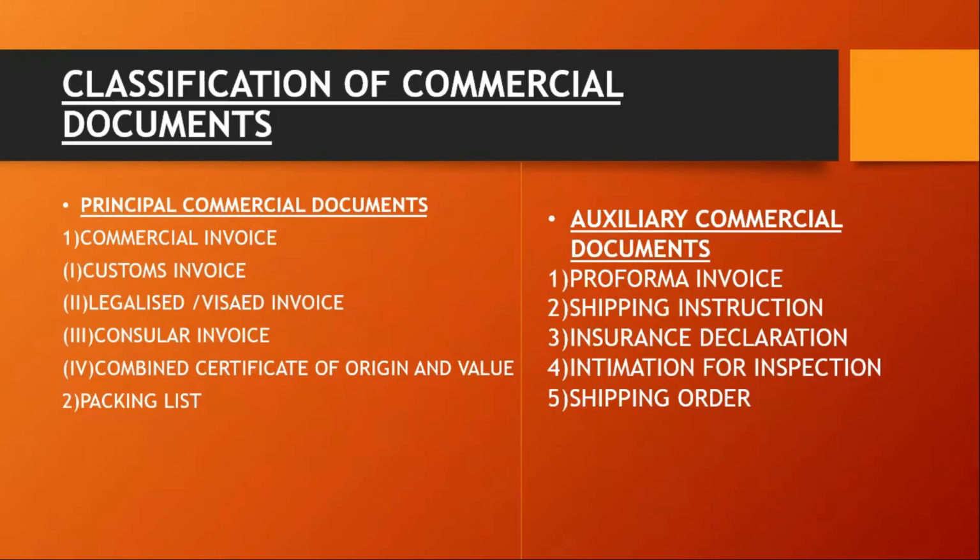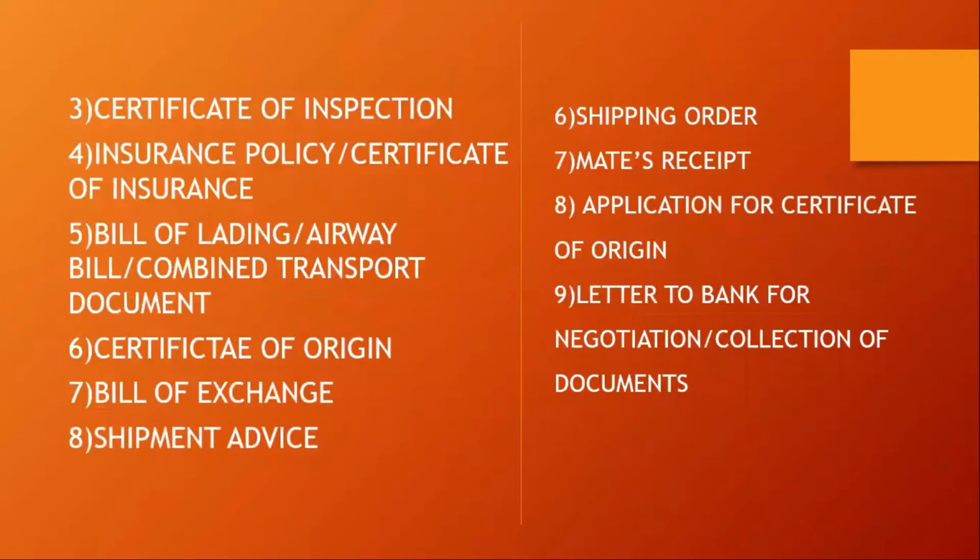Under principal commercial documents, we have commercial invoice, customs invoice, legalized or visaed invoice, consular invoice, combined certificate of origin and value, packing list, certificate of inspection, insurance policy or certificate of insurance, bill of lading, airway bill or combined transport document, certificate of origin, bill of exchange, and shipment advice.